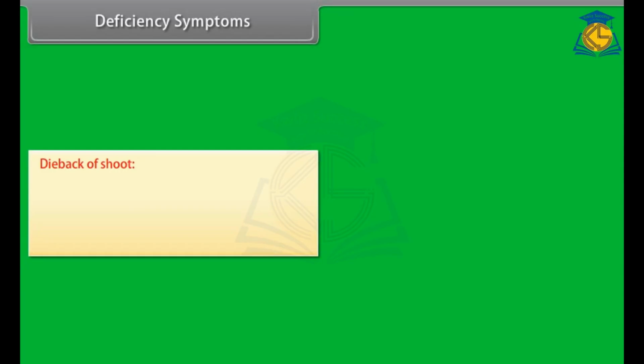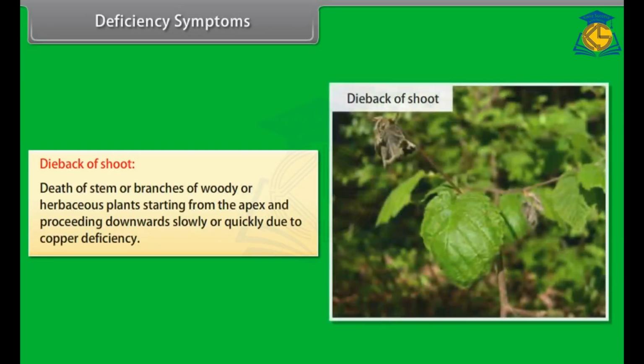Dieback of shoot. Death of stems or branches of woody or herbaceous plants starting from the apex and proceeding downwards slowly or quickly due to copper deficiency.